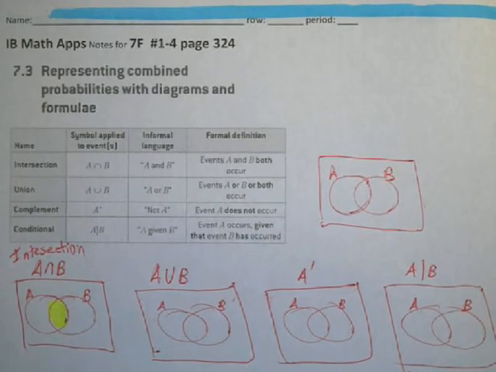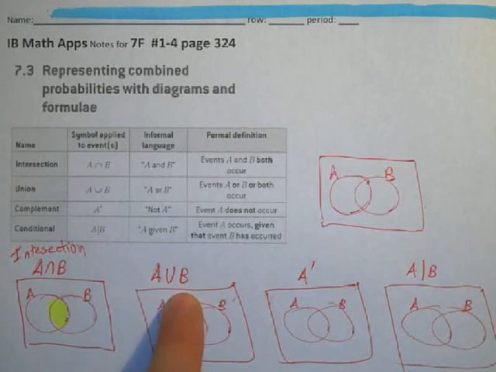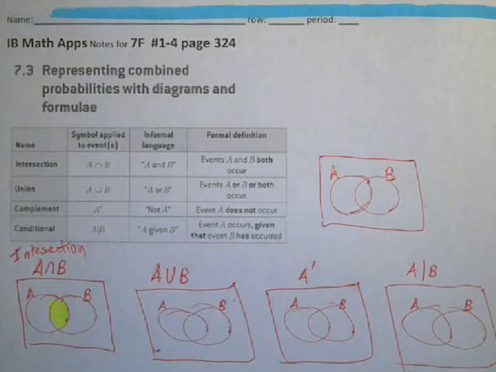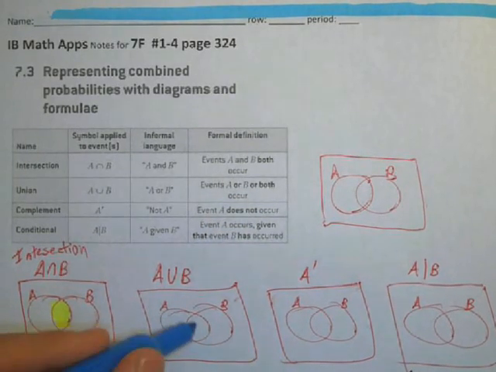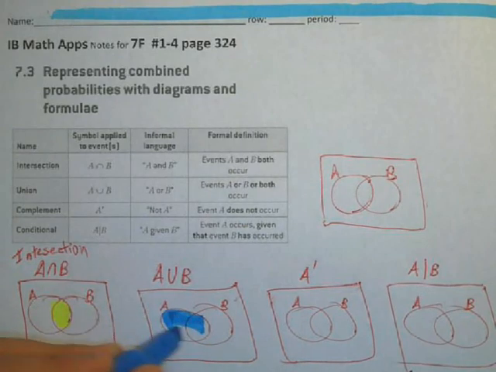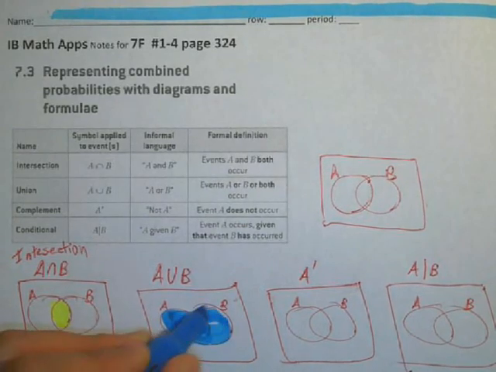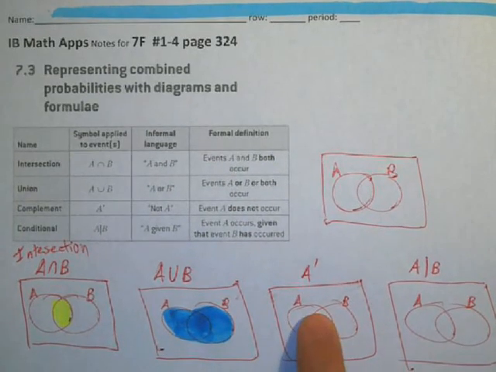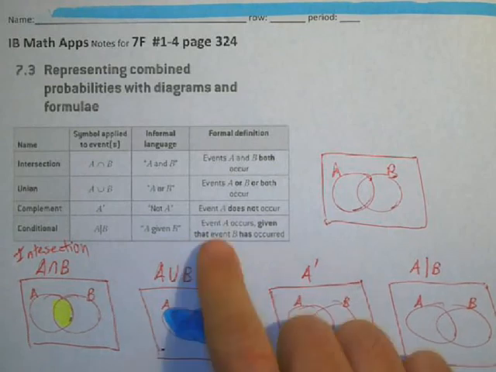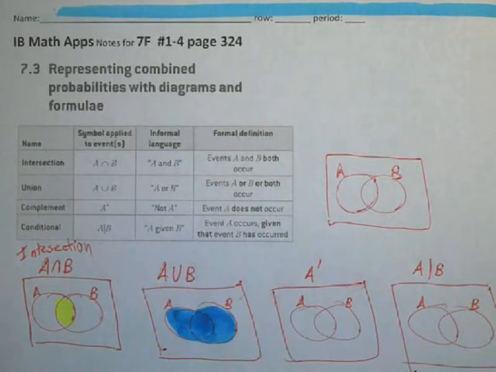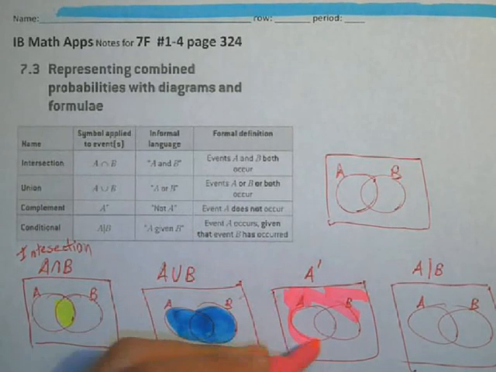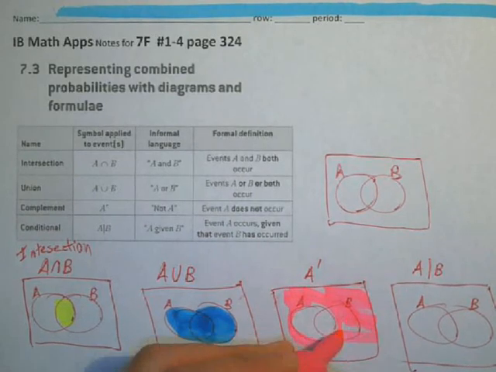Now, if you see the U between the two things, that's saying that we have the union. So it's either going to be A or B or both. If it's a union, then we are shading everything inside A and everything inside B. If we see A prime like this, that means shade everything that is not in circle A. So basically everything outside of circle A is what we're talking about.